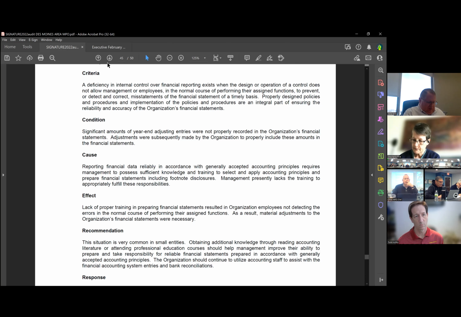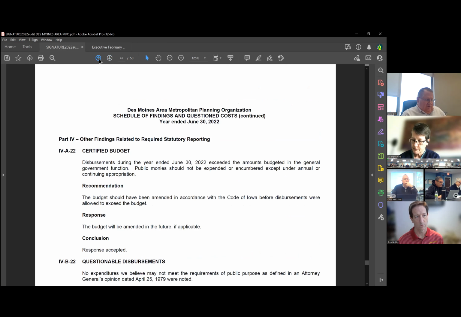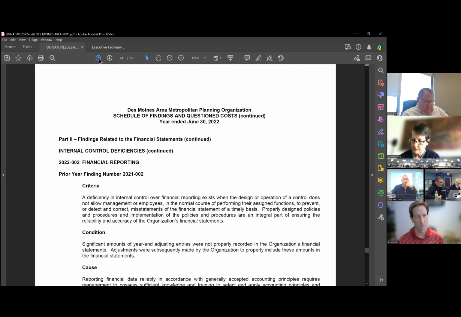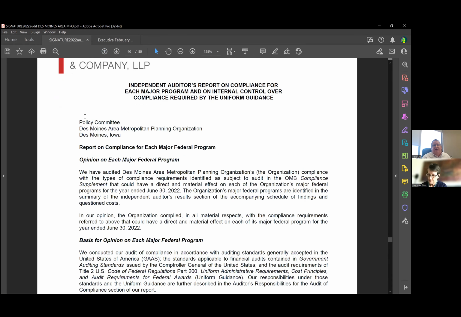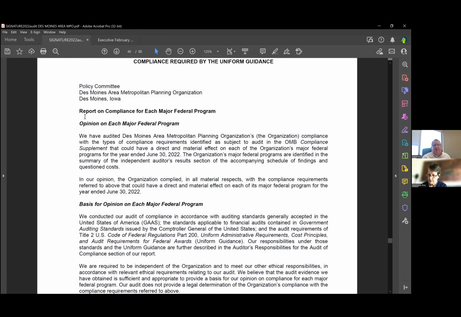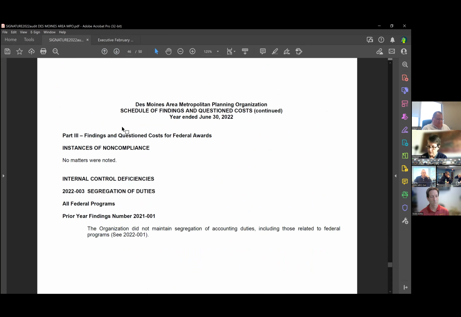On page 40 is our independent audit report on compliance for each major program. Again, on internal control, we did not identify any compliance issues with your major federal programs, but we did have one internal control issue: segregation of duties is part of it, involved in your federal programs also. So we identified that as an internal control issue with your federal programs on page 46. That would be similar to your regular financial reporting.